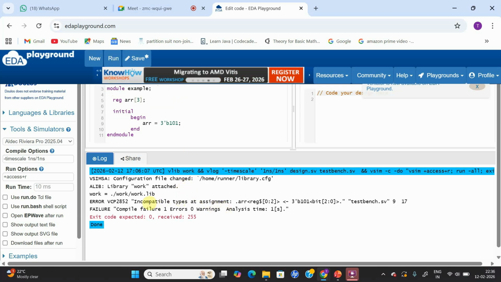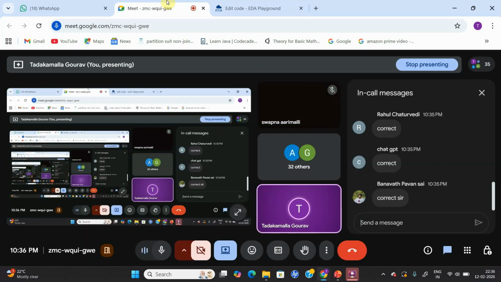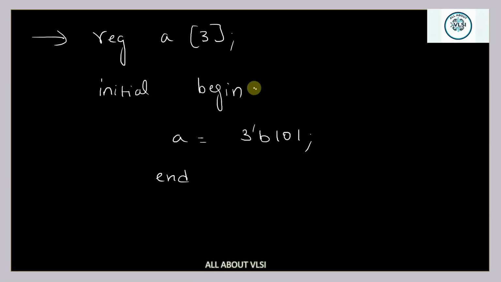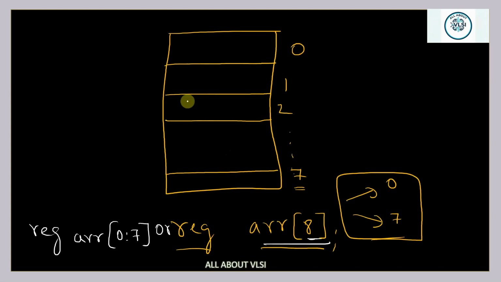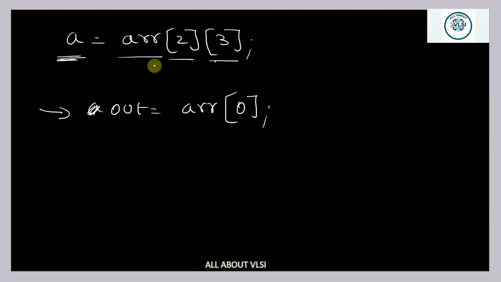So incompatible type at assignment. You are going to get incompatibility. What is basically happening is, if you declare an unpacked array, you cannot directly assign the values to that array. This is not allowed. But if you are declaring a packed array, you can assign the values directly.